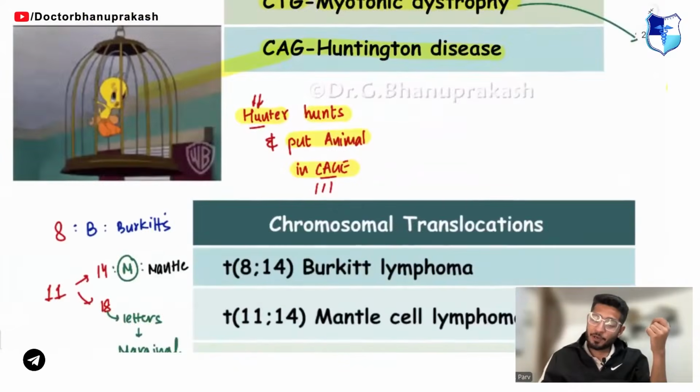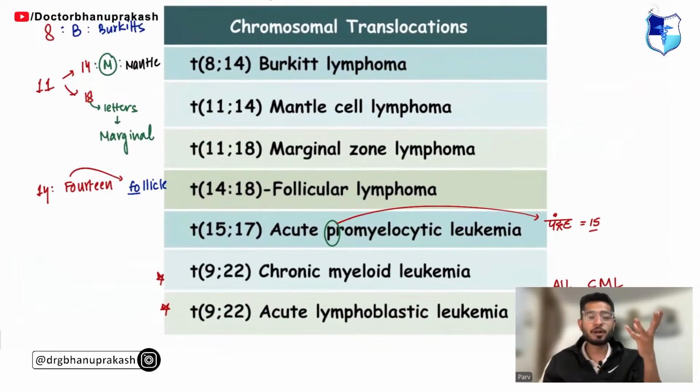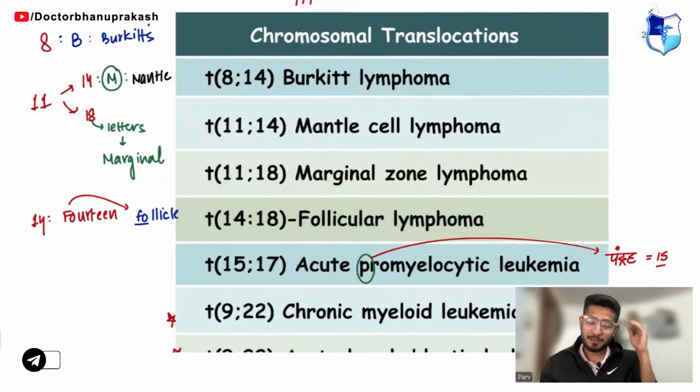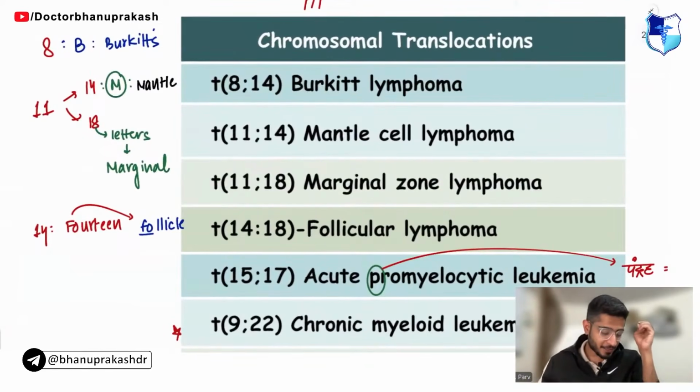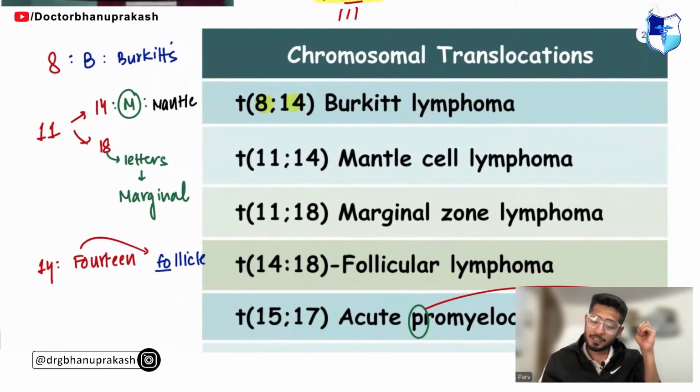Coming on to chromosomal translocations, again very important. This mnemonic is again personally my favorite. So let me tell you the mnemonic now. Okay, see here. So this is 8:14, 11:14, 11:18, 14:18.